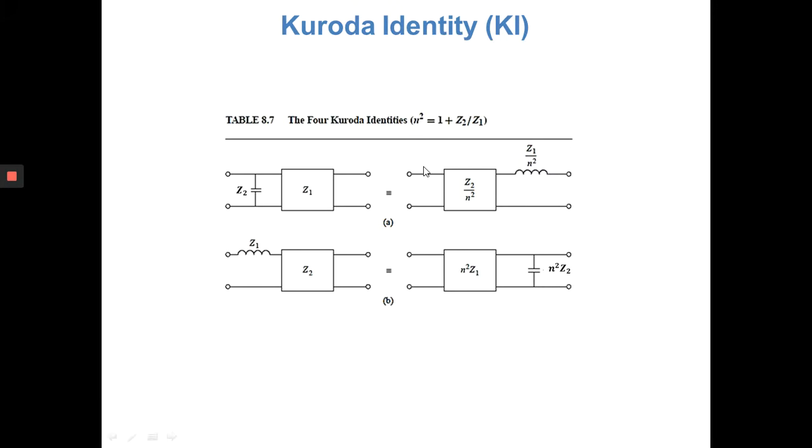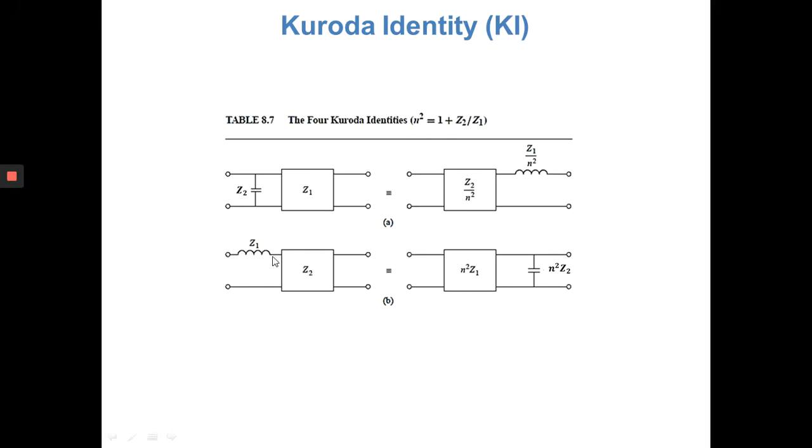But now what is the N square here? The N square is this one, which is really important to understand: 1 plus Z2 divided by Z1. So N square you need to calculate, and when you're going to move them around, it will act upon. So if you have a shunt stub, parallel stub, then if you want to convert them, all need to be divided. Remember this one.